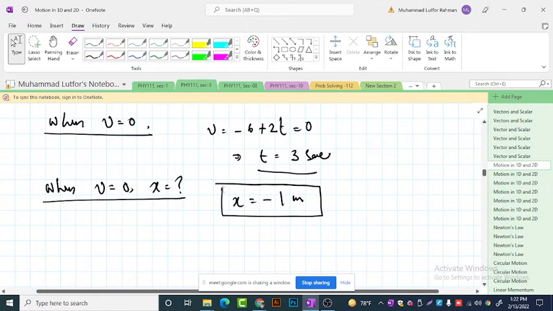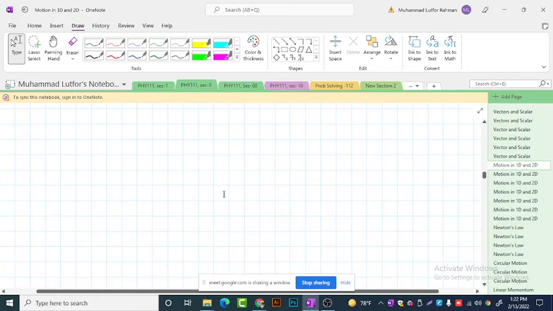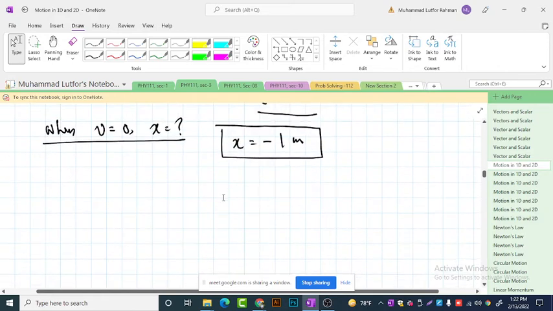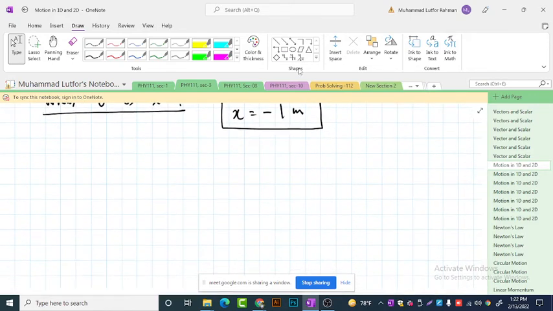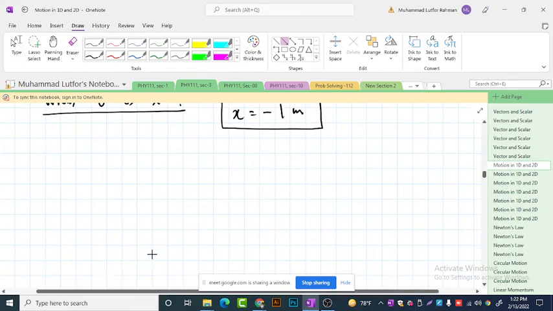Now I'm going to draw a picture of this journey according to this information. Say this is my displacement, and this is the time, since it's one dimension, that's why I write it this way. This is your time scale, in seconds, and this is your displacement direction, in meters.